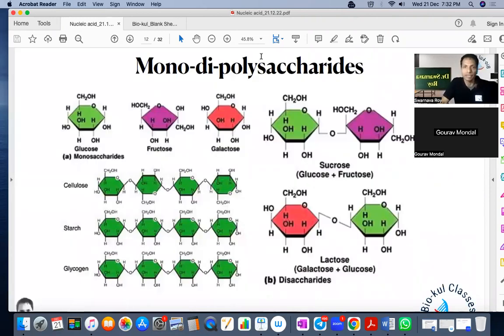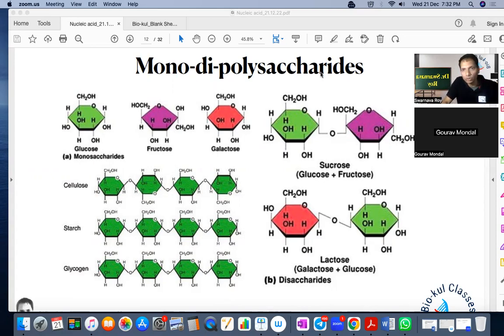Just to refresh, this is basically glucose. This is the 6-membered ring of glucose. You can see carbon 1, carbon 2, carbon 3, 4, 5, and 6, right? This is how we write glucose. And glucose has lots of isomers, right?